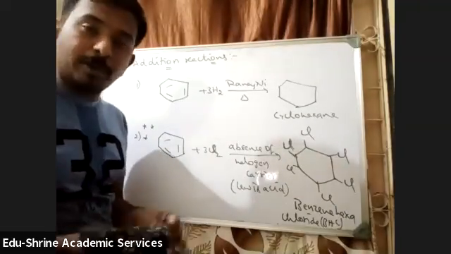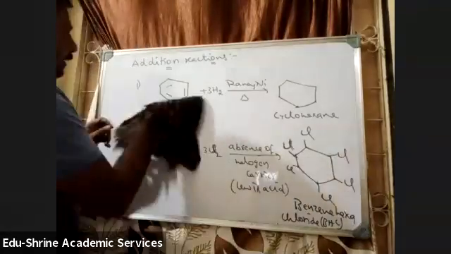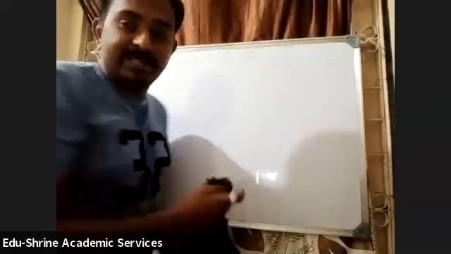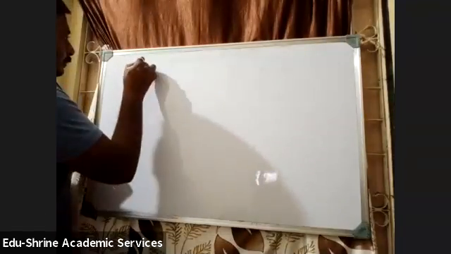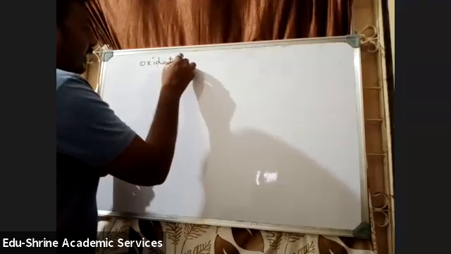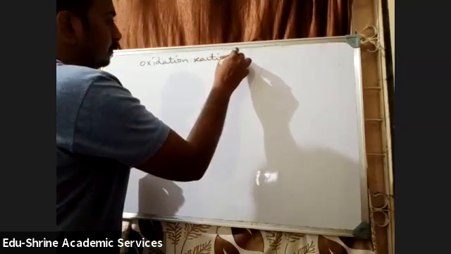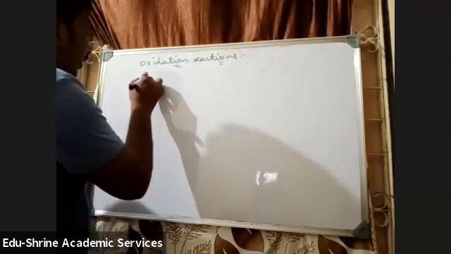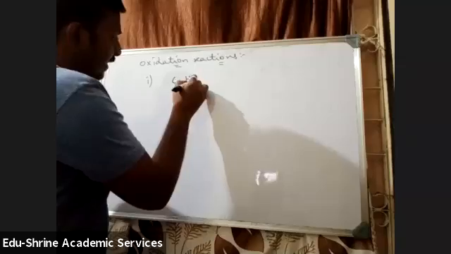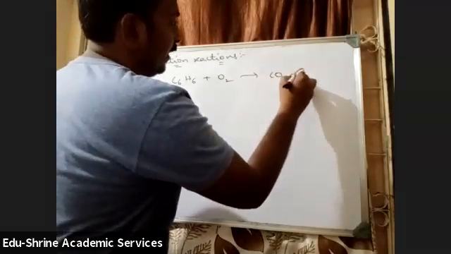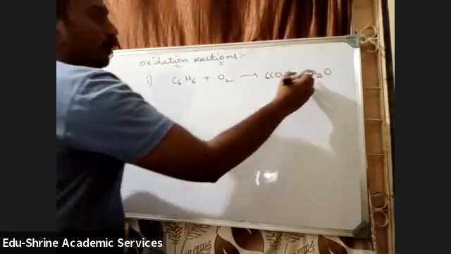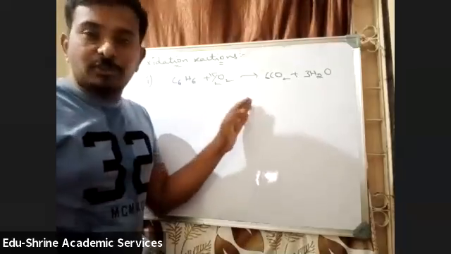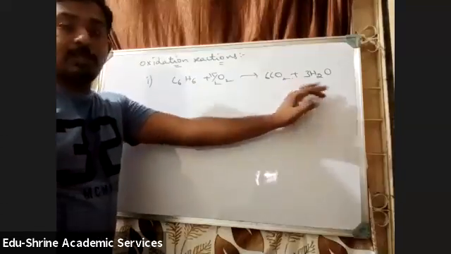Then there is one more last reaction for benzene, that is the oxidation reaction of benzene. So the first oxidation reaction is combustion, students. We know that benzene is a hydrocarbon, which on oxidation gives CO2 plus H2O. So 6 CO2 plus 3 H2O, with 15 by 2 oxygen. So this will be the oxidation reaction of benzene, that is combustion, which will give carbon dioxide and water.